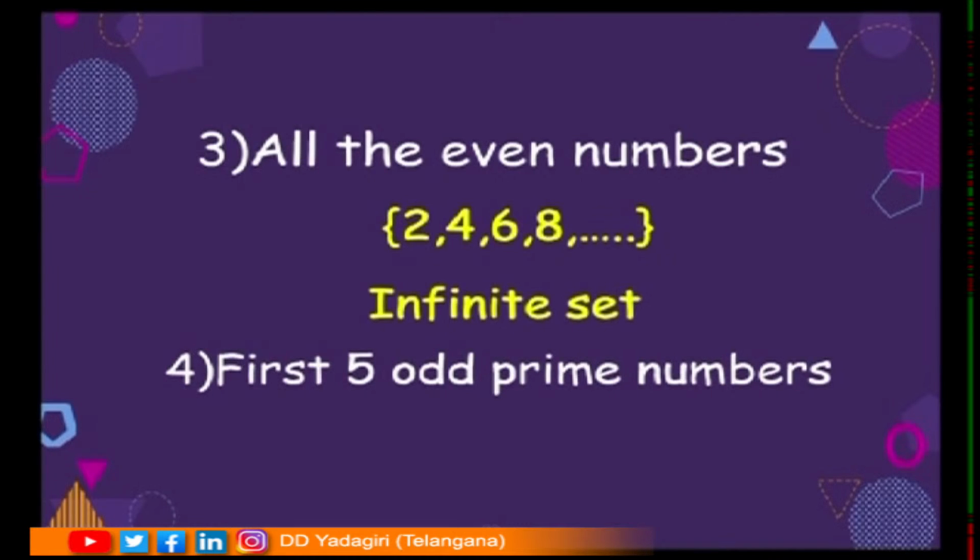Now, first 5 odd prime numbers. We know what the first 5 odd prime numbers are, which are 3, 5, 7, 11 and 13. This is a limited number of elements in the set. So, this is a finite set.